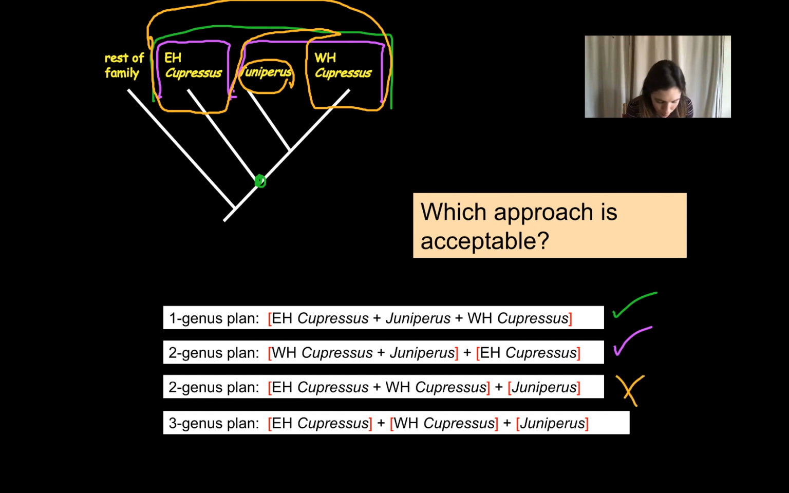We can't group these two together if we're leaving out a descendant of their most recent common ancestor. And again, this is the most recent common ancestor shared between the two Cupressus groups. We're leaving out Juniperus, and we can't do that. And so this third approach is not acceptable. The last approach, though, the three genus plan, totally. Yeah, we could have just split all three of them apart.